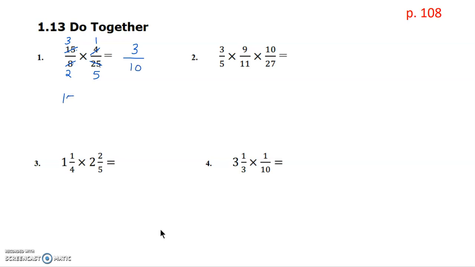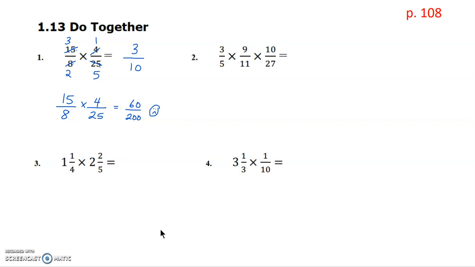You can see that this method is much better, especially without a calculator. Even with a calculator, multiplying 15 times 4, right, you're going to get 60, and then 8 times 25, you're going to get 200. So you'd have to reduce 60 over 200. You would have to reduce that down to 3/10. I personally don't think that's very fun. So the cross-reducing makes it much faster.